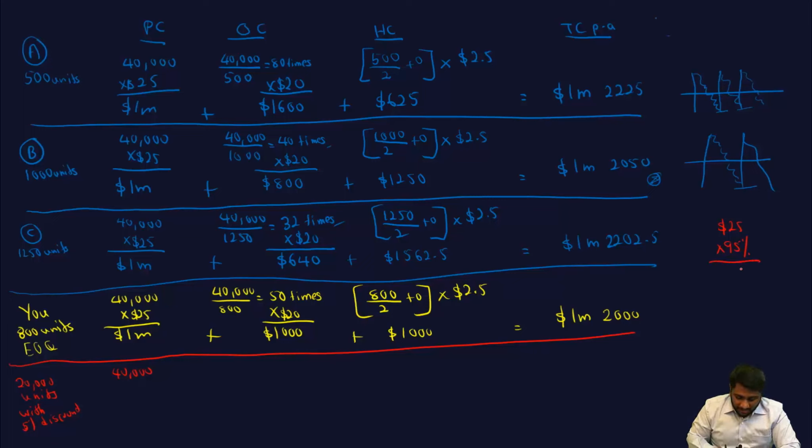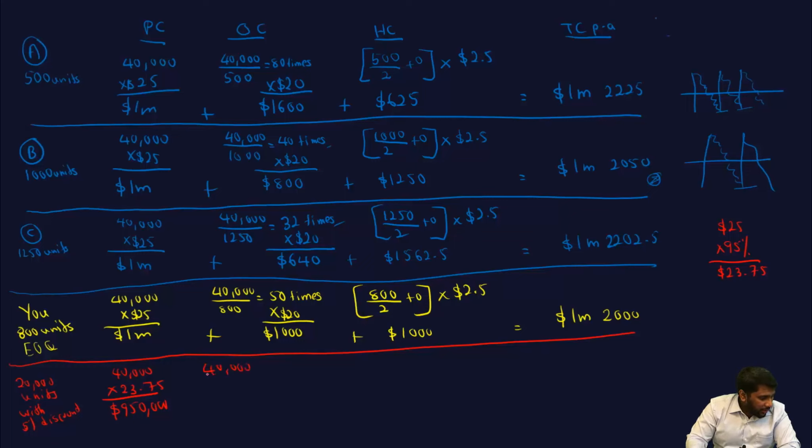So 25 into 95%. Why 95%? Because you are getting 5% discount. 25 into 0.95 or 95%. Now what is the purchase cost of a unit? It is 23.75. Likewise 40,000 units. So what will be your purchase cost? 950,000. Okay. What will be your ordering cost?